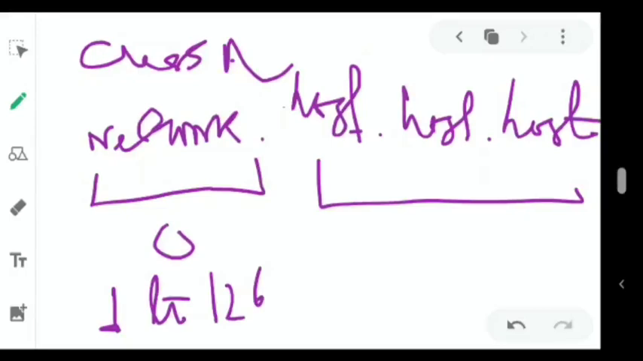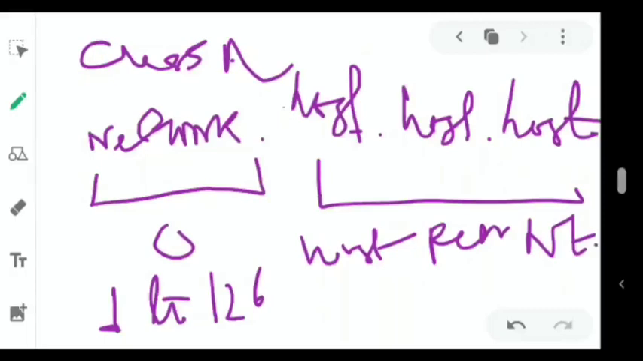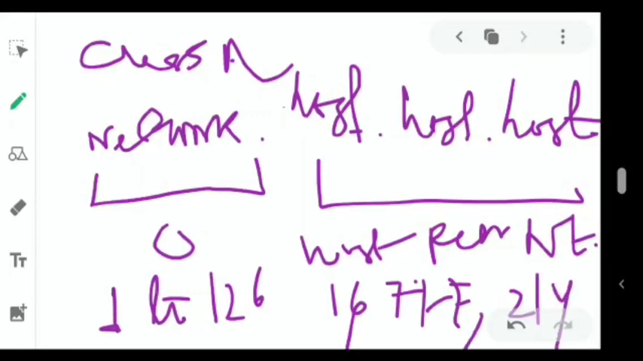Host per network, number of hosts per network, I am writing NT for network. In class A, it is 16777214. So this many hosts per network can exist in class A. Any IP address that has a binary 0 at the first bit of the first octet is denoted as a class A address.